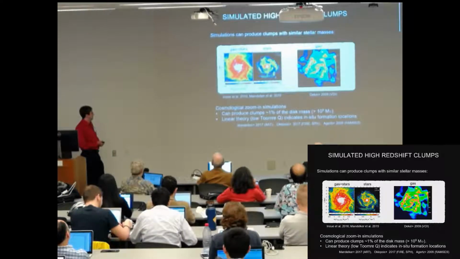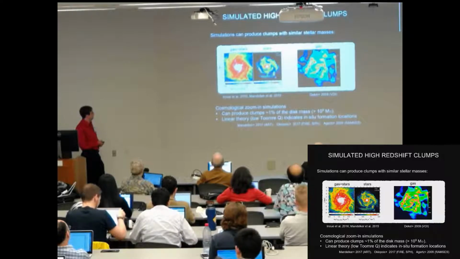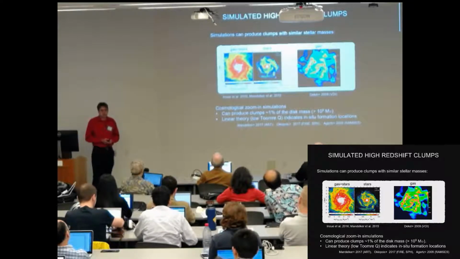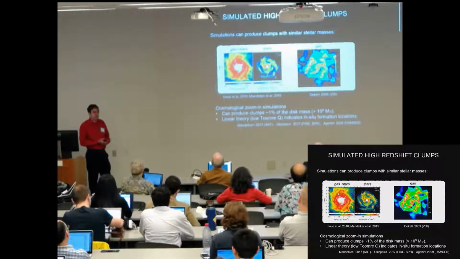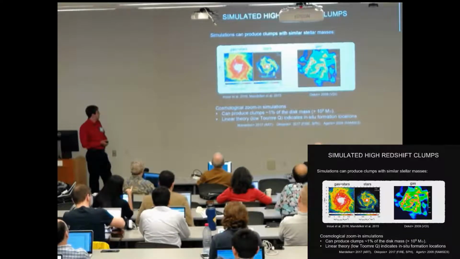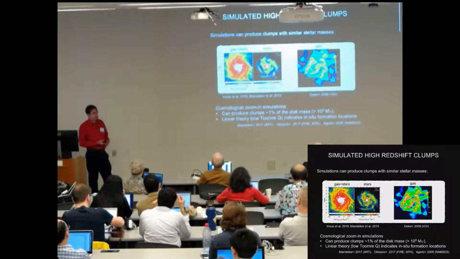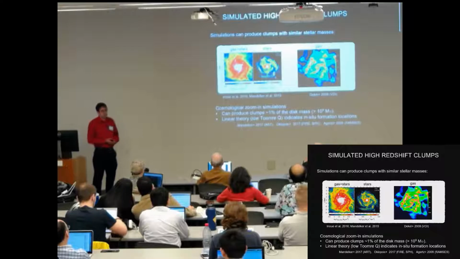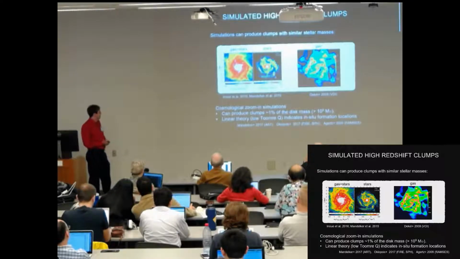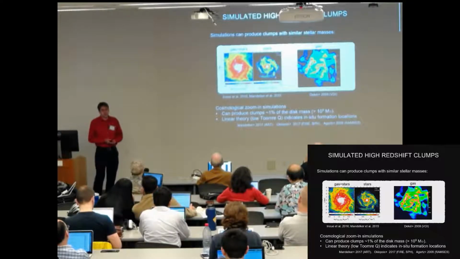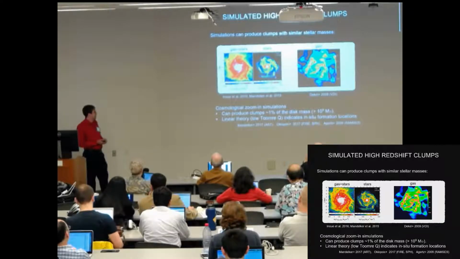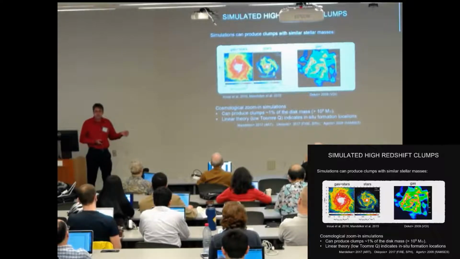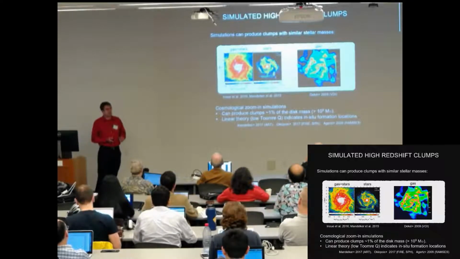And Avishai's group, Daniel Ceverino and company, have looked at this using simulations to try and understand the origins of large clumps potentially. So these simulations have been able to generate very large clumps, of order 1% or larger of the disk mass. And there are also indications that if you apply linear theory, then the Toomre Q is an indicator of where clumps might form within these disks.